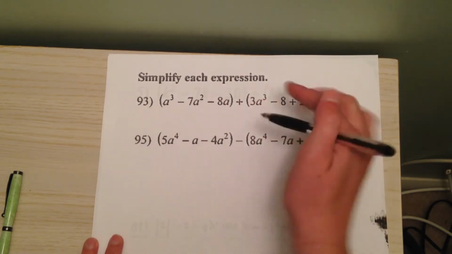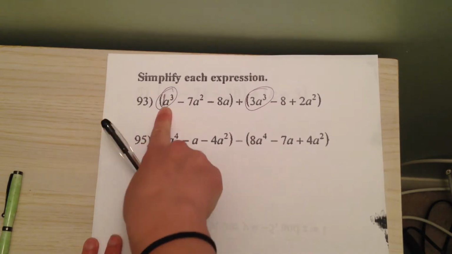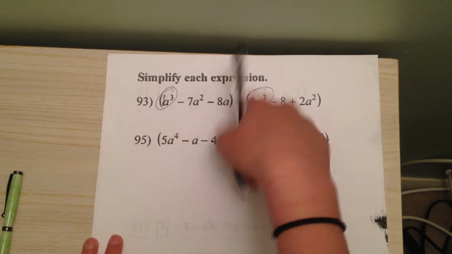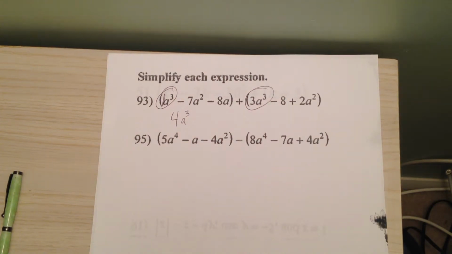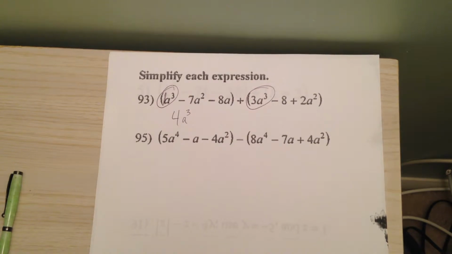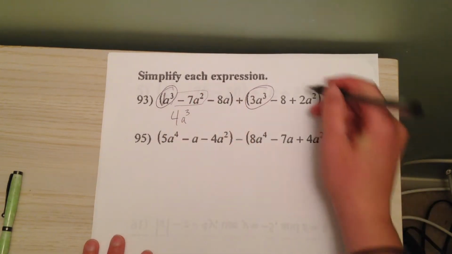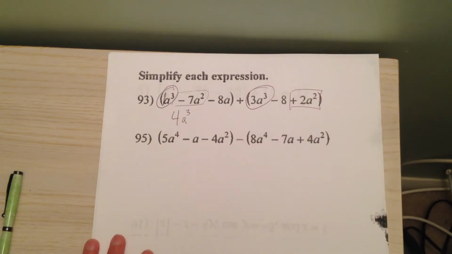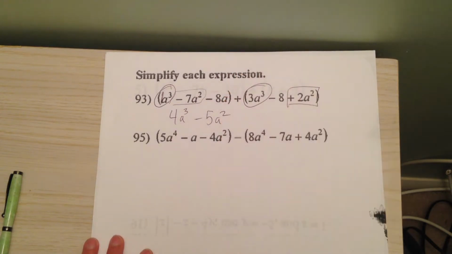So I'm going to start with my biggest exponent, which is a cubed. Now I have 1a cubed over here. It's a ninja. 3 of them over here. So add them together, I have 4a cubed. You do not mess with exponents when you add. So leave your exponents alone. Just mess with the coefficients. Next I have this negative 7a squared. And over here I have a plus 2a squared. So negative 7 plus 2 is negative 5a squared.